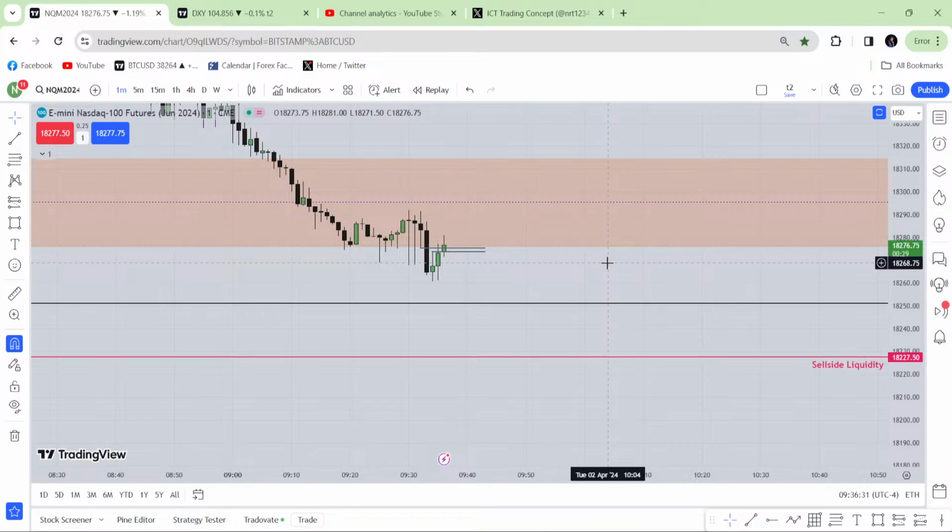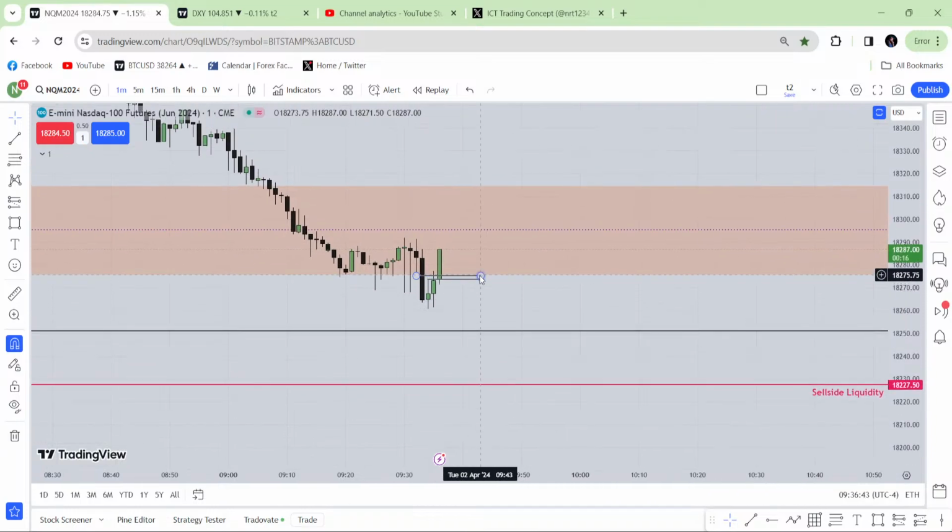MP 18266.50, new week opening gap 18266.50. Over here there is a new week opening gap. I don't have that. I will go for another buy setup now.